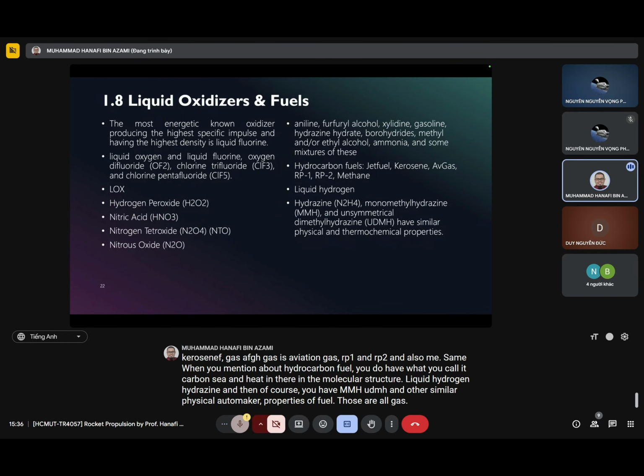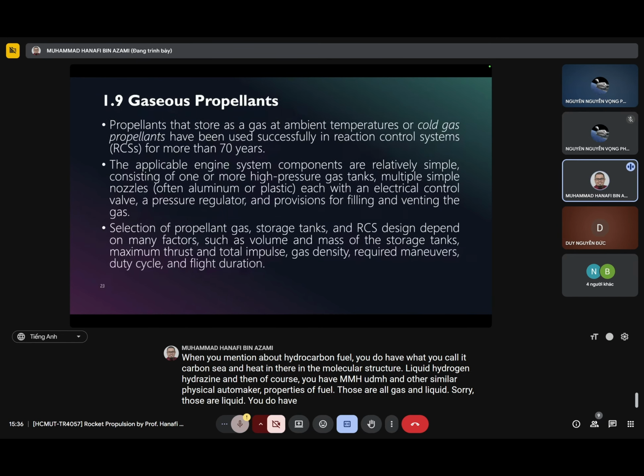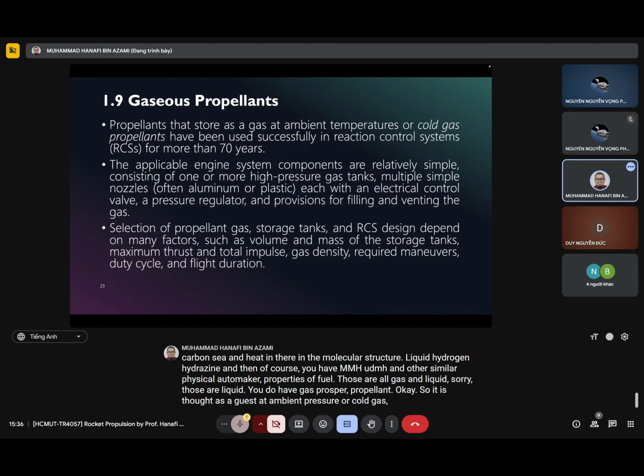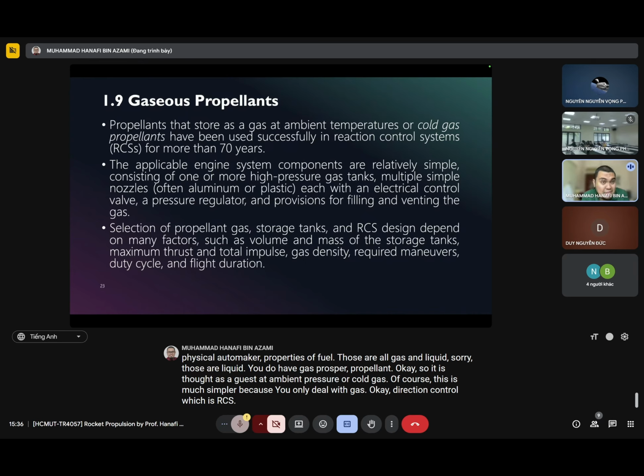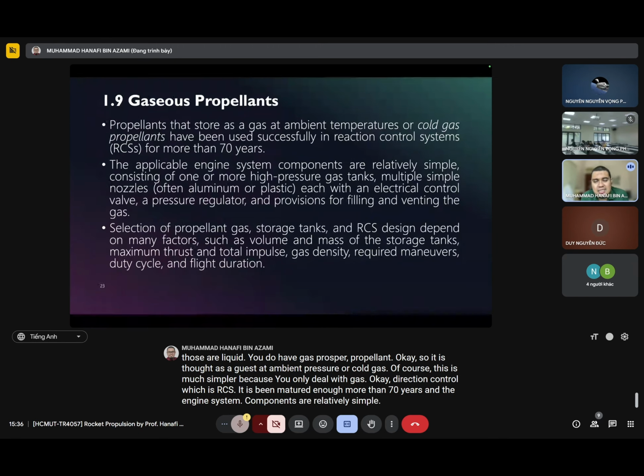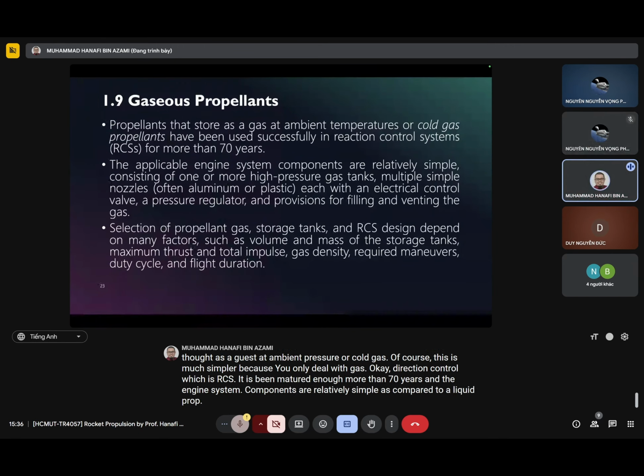Those are liquids. You also have gas propellant, stored as a gas at ambient pressure or as a cold gas. This is much simpler because you only deal with gas. The reaction control system, RCS, has matured over more than 70 years, and its engine components are relatively simple compared to a liquid propellant system, so you don't have to use injectors, atomizers, and others.